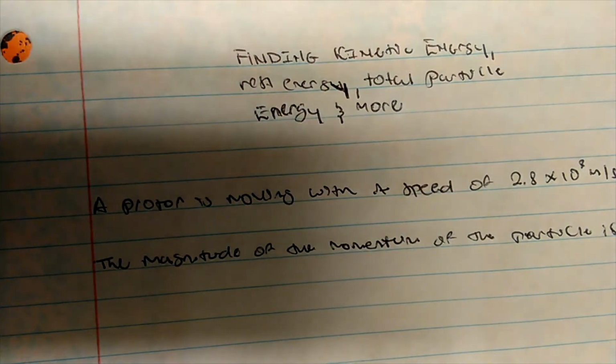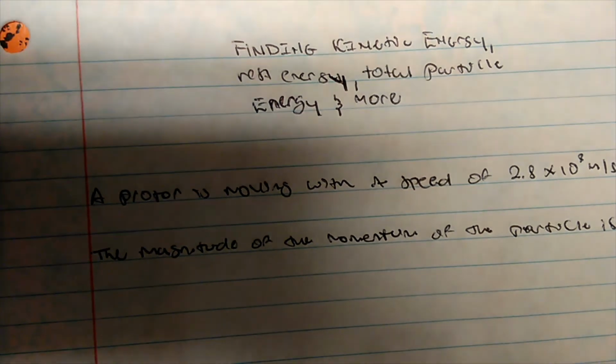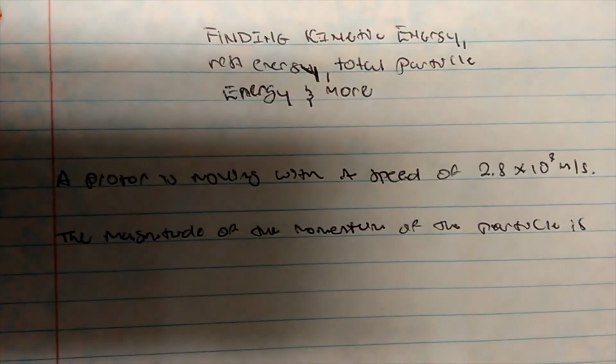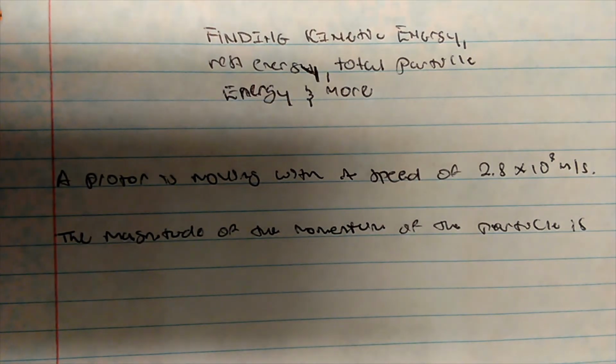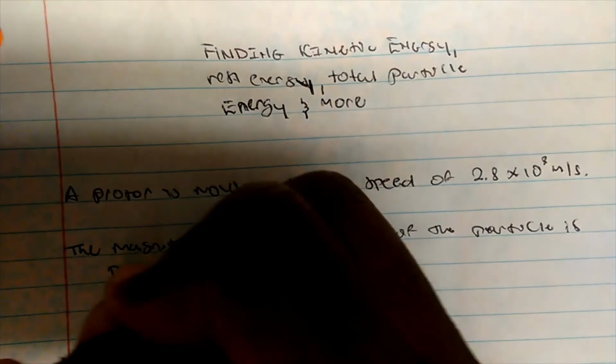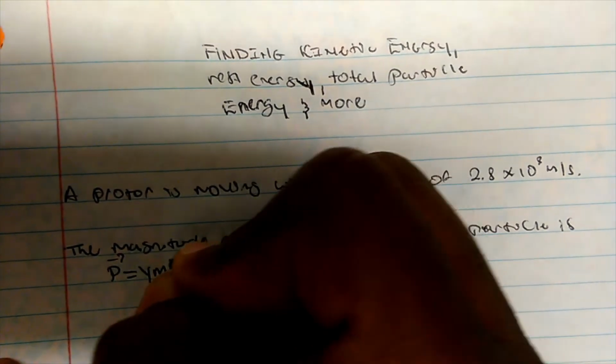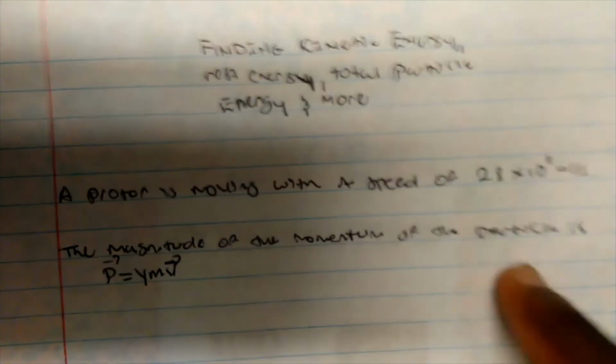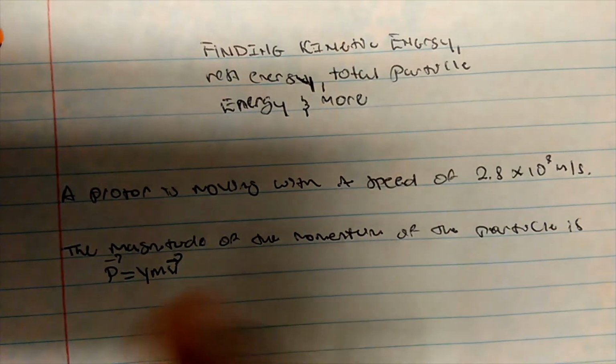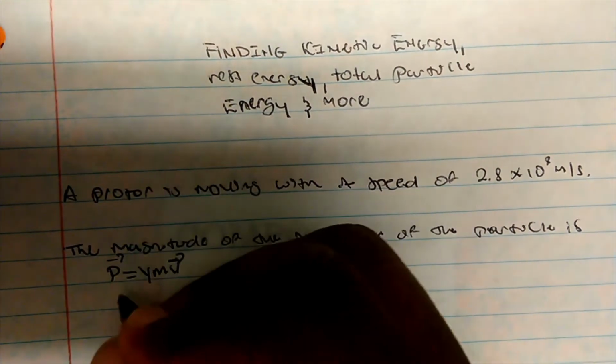We have a proton moving with a speed of 2.8 times 10 to the 8 meters per second. The question asks: the magnitude of momentum of the particle is what? Well, we know the general form of the momentum is gamma mv. And this gamma is important because we're traveling close to the speed of light. So if I want to find the momentum, I have to calculate gamma first.